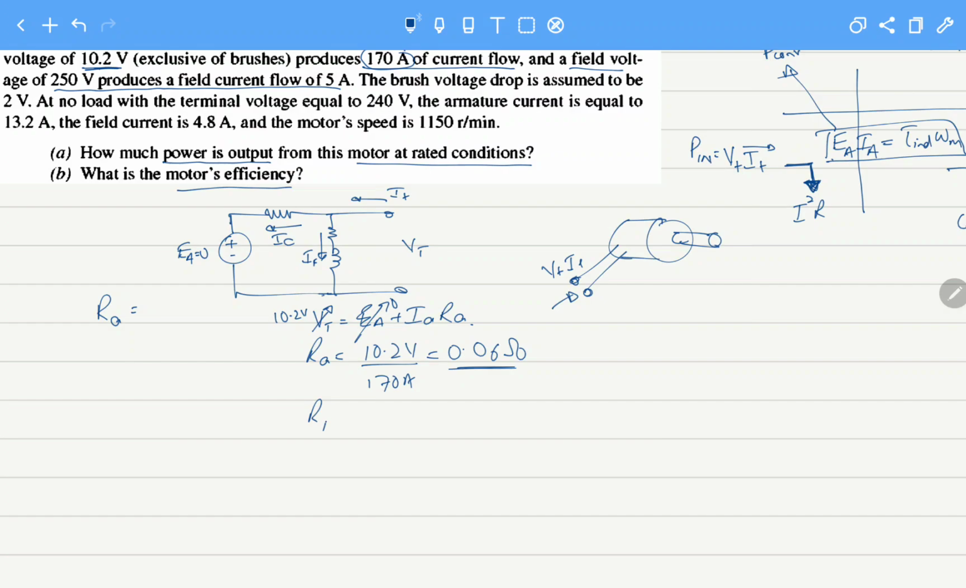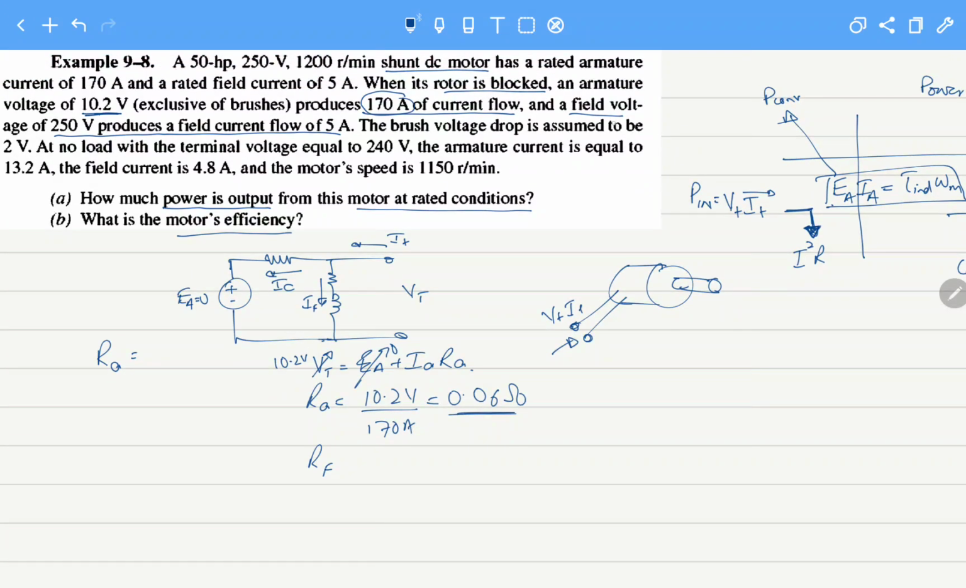The second is the field resistance. It says a field voltage of 250 volts produces a field current of 5 amperes. So RF will be 50 ohms. We have calculated these two resistances, RF and RA. Now we require the rated conditions. For the rated conditions, if we are able to calculate both the losses, then it is done.